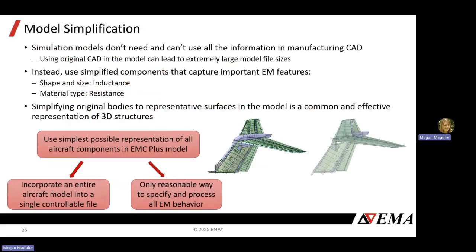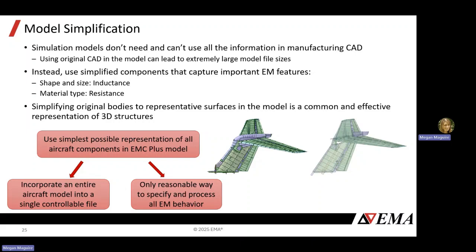So CAD preprocessing, what does this mean? Simulation models can't use all the information that you have in manufacturing CAD. It's extremely large in terms of required memory or file size. And then also, it can be incredibly challenging to control your mesh. And your mesh is the fundamental part of your simulation, so that's what you're using to represent it. So if you can't control your mesh, you're not going to have a high fidelity simulation, essentially.